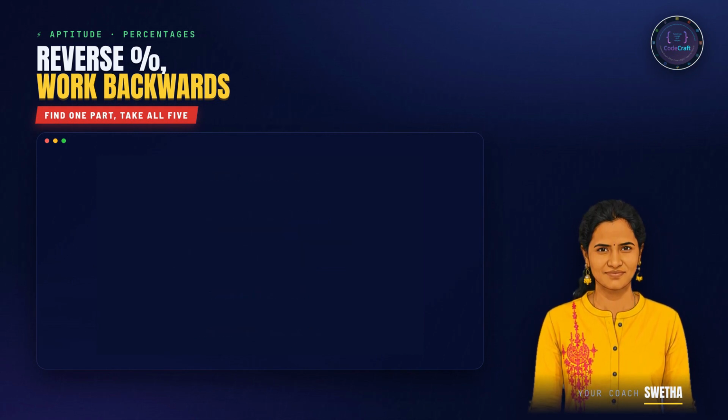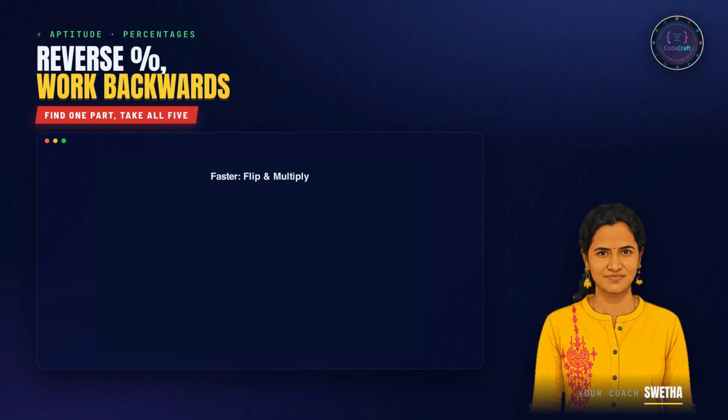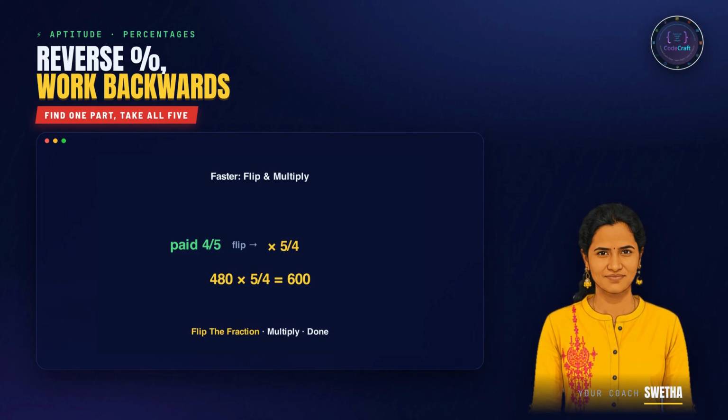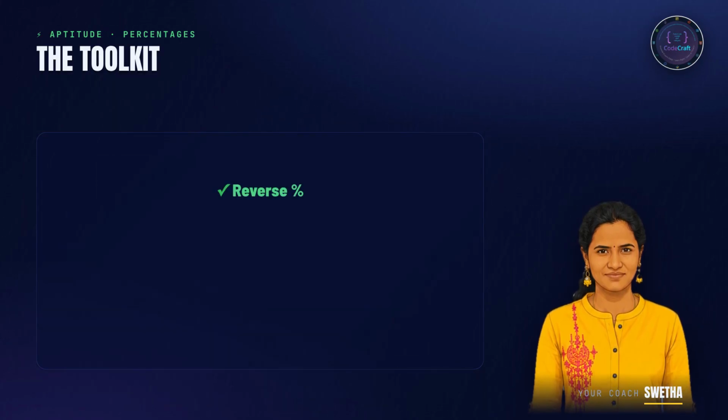And here's the fast way. Whatever fraction you paid, just flip it and multiply. You paid 4/5, so multiply by 5/4. 480 times 5/4 is 600. Flip the fraction, multiply. Done. Find one part, take all 5.